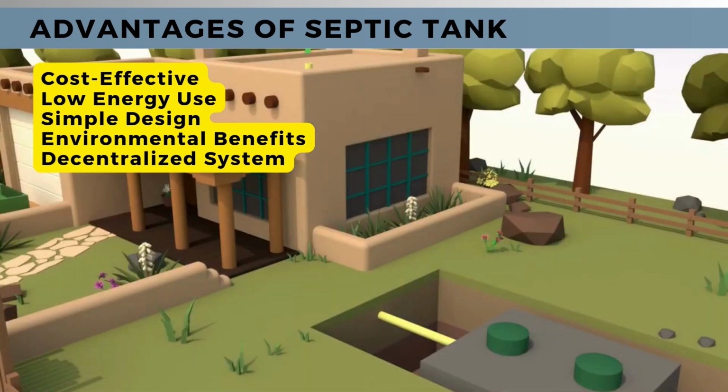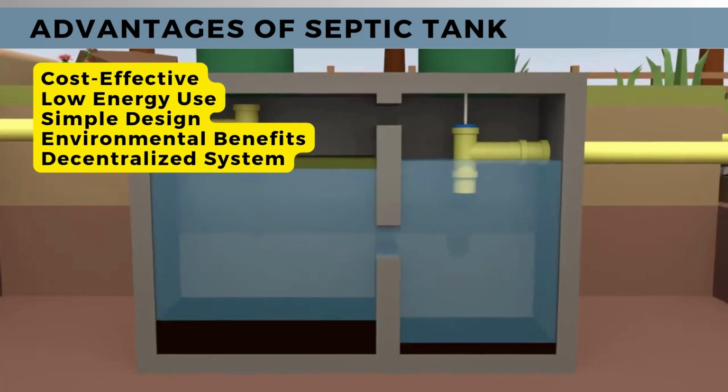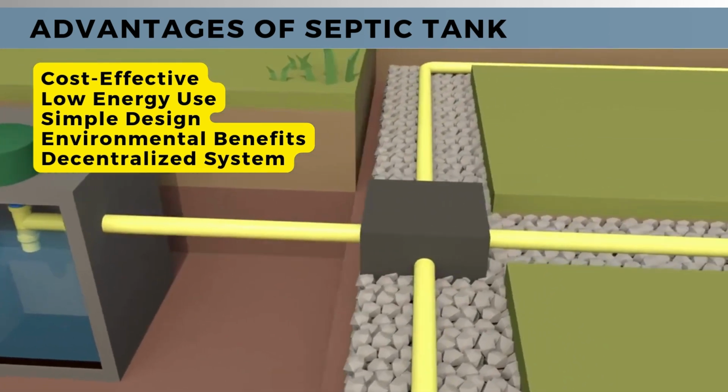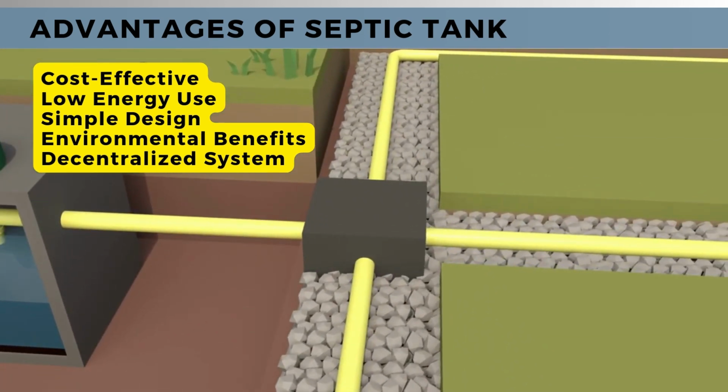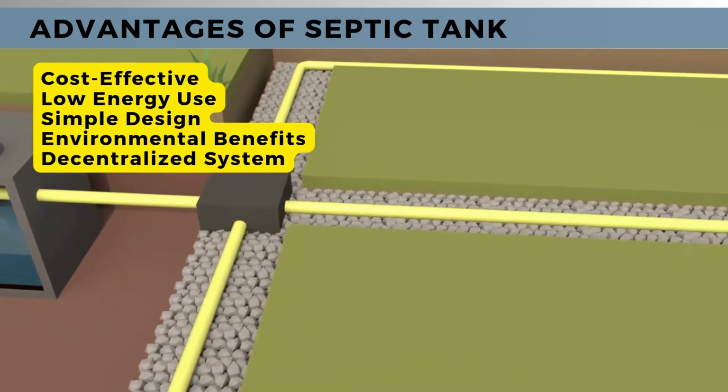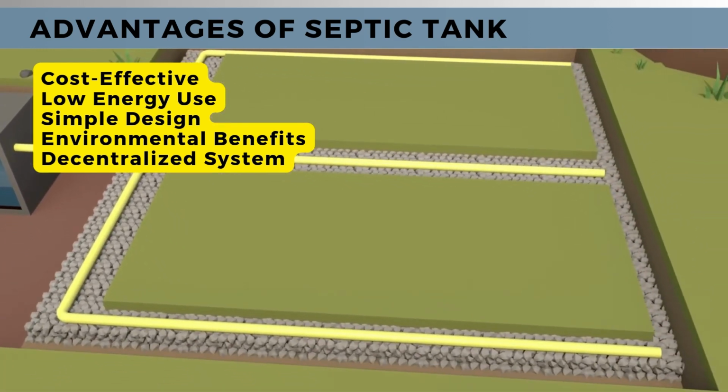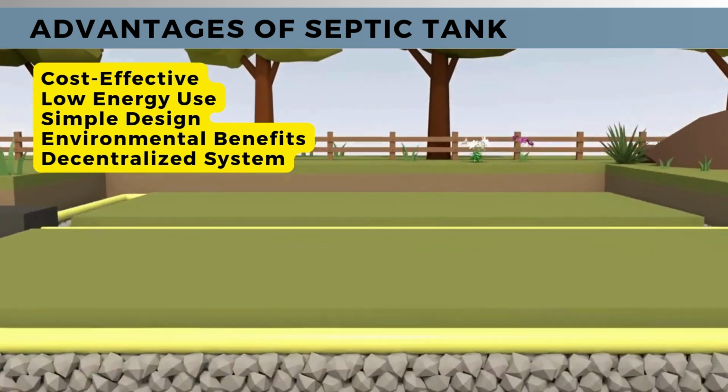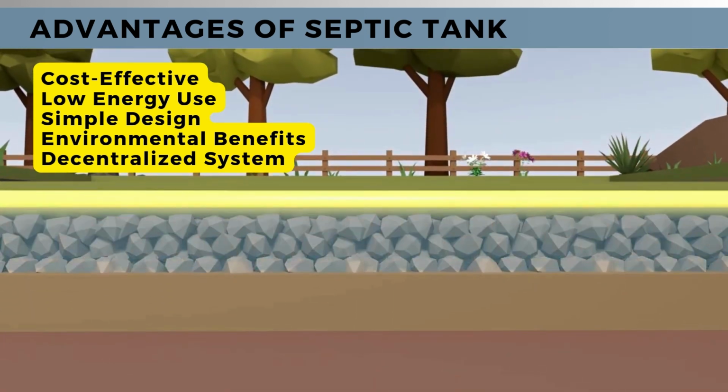One of its advantages is environmental benefits. A properly functioning septic system can help recharge local groundwater supplies as the treated effluent percolates through the soil. They also reduce the need for extensive sewage infrastructure.